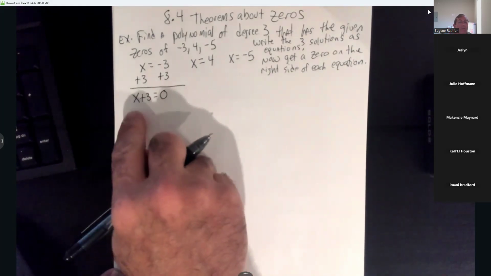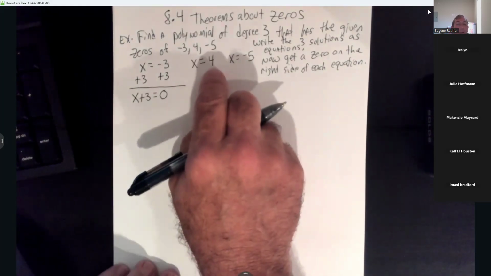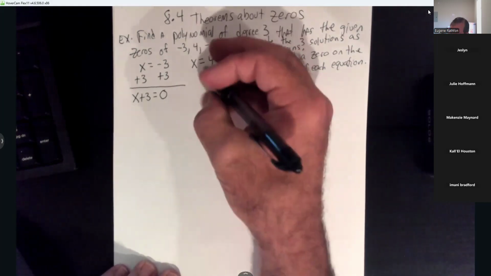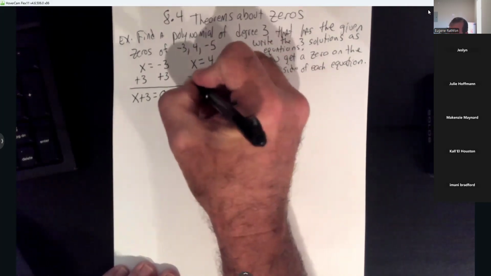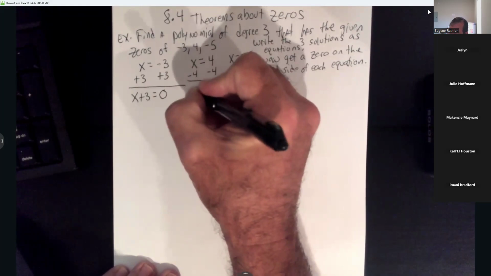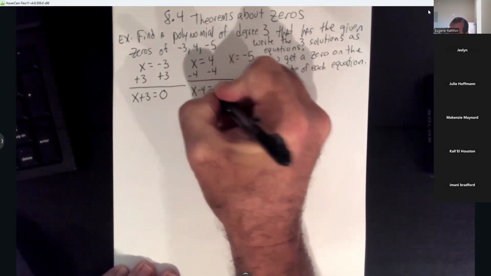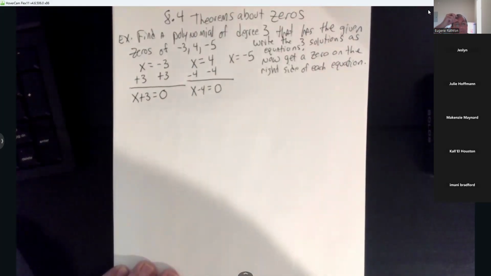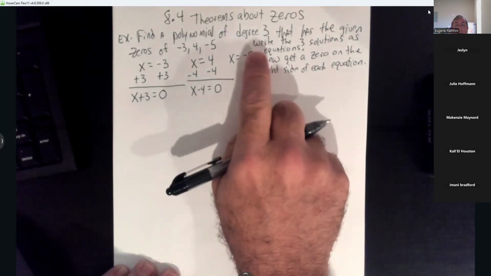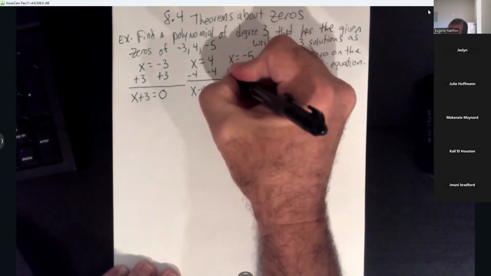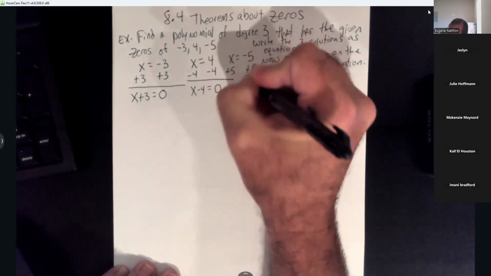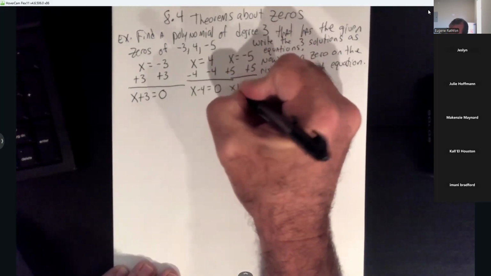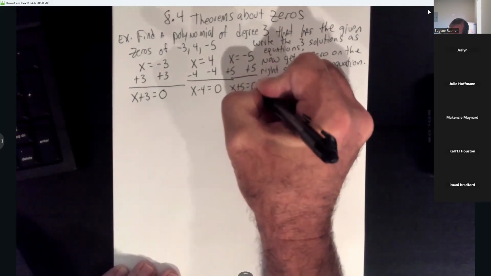See how we're sort of going in reverse now? So if you got a 4 here and you want to make that side a 0, you're going to subtract 4 from both sides. And this will give you x minus 4 equals 0. And then you're all right here. That's a -5. So we're going to add 5 to both sides. And I'm going to get x plus 5 equals 0.